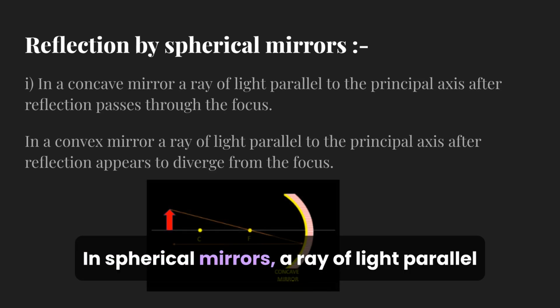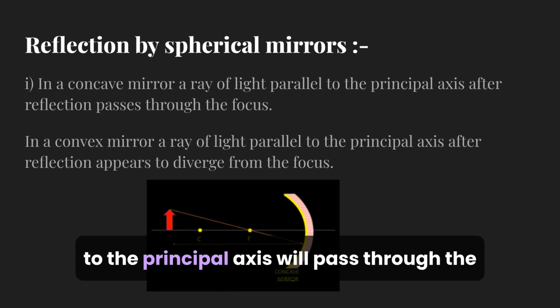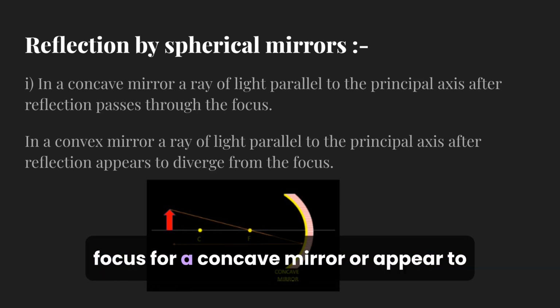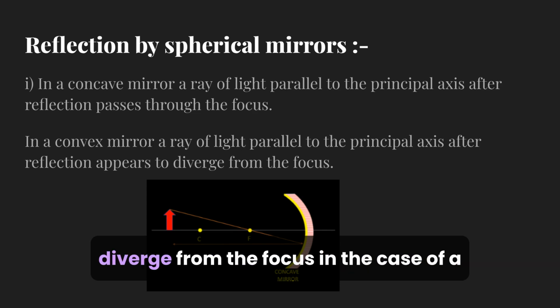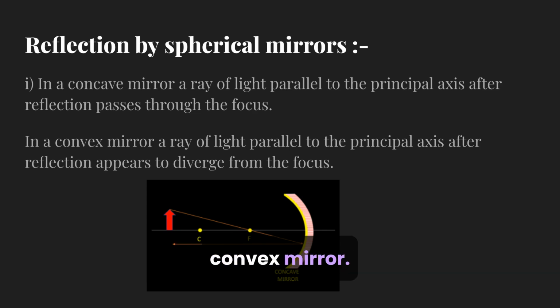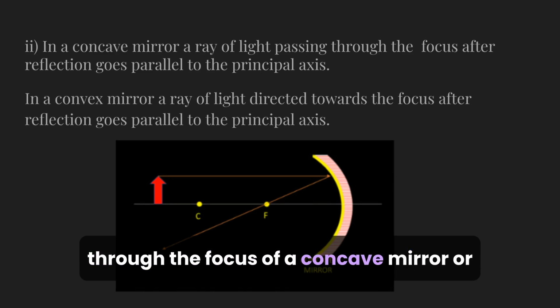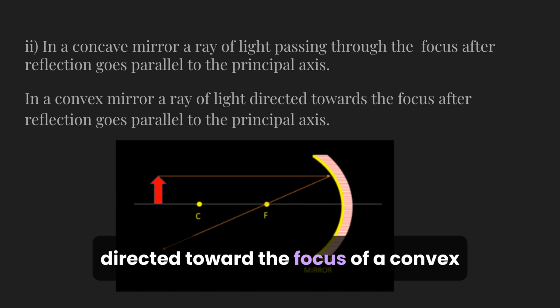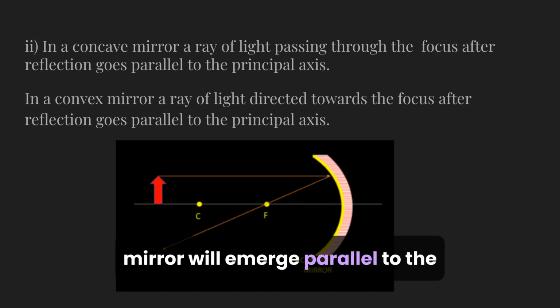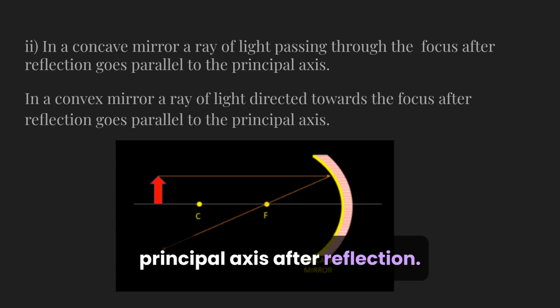In spherical mirrors, a ray of light parallel to the principal axis will pass through the focus for a concave mirror, or appear to diverge from the focus in the case of a convex mirror. Conversely, a ray of light passing through the focus of a concave mirror, or directed toward the focus of a convex mirror, will emerge parallel to the principal axis after reflection.